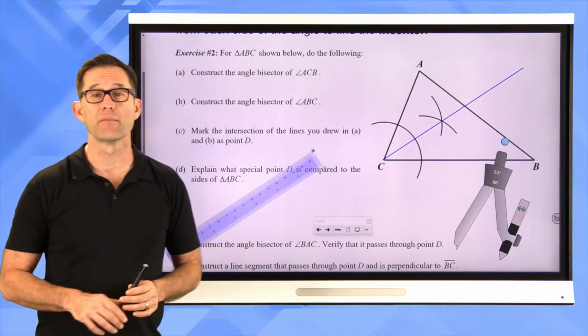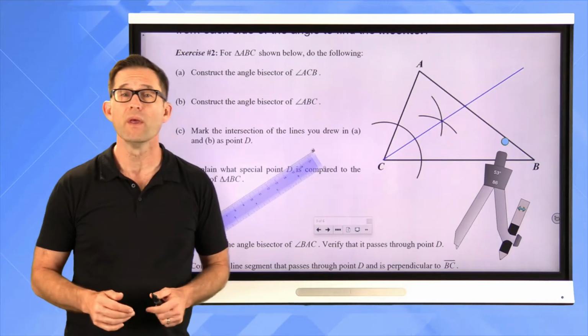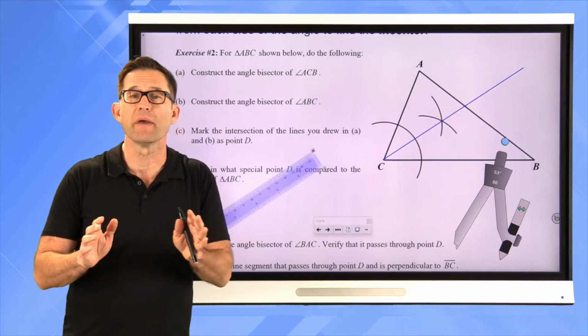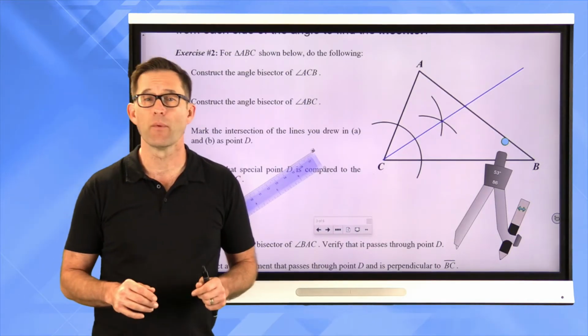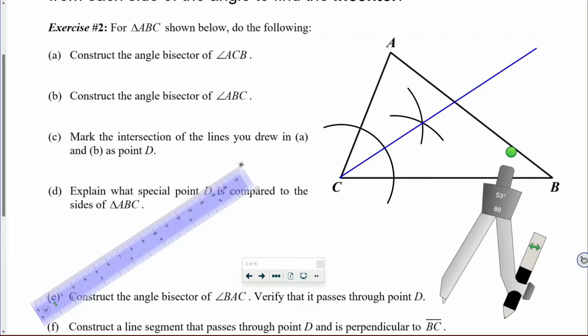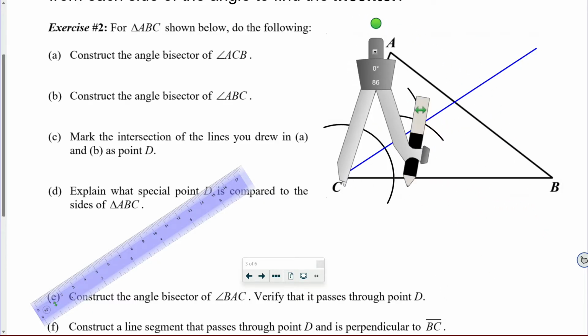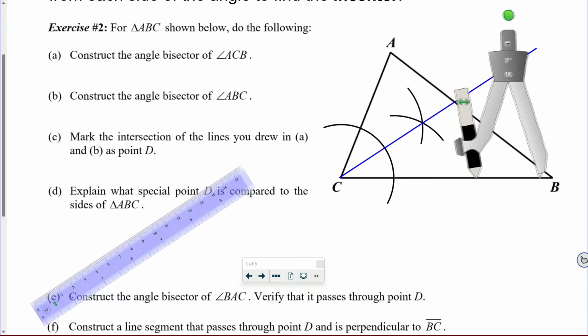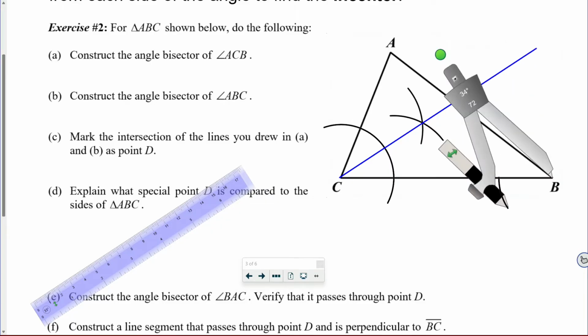Now let's take a look at letter B. Construct the angle bisector of angle ABC. All right. Well, again, this construction is basically so important for what we're doing today. Let's do that one again together. So now I want to bisect angle ABC. So I'm going to, again, put the tip of my compass at point B. I really want to try to do this as accurately as possible, or my incenter will be off.